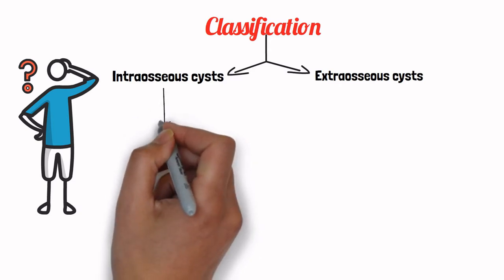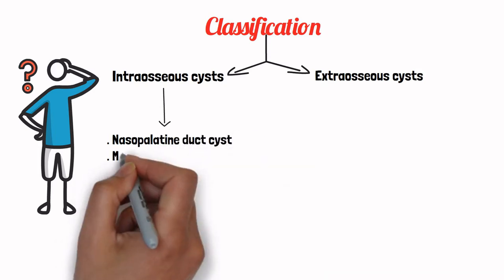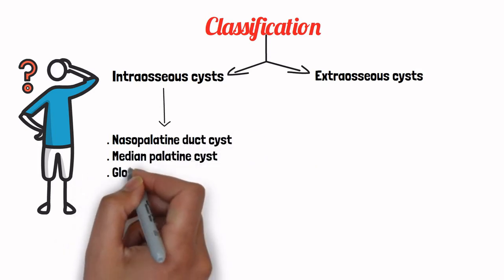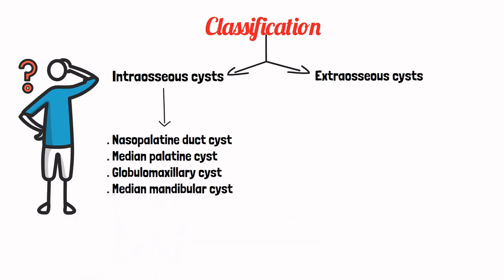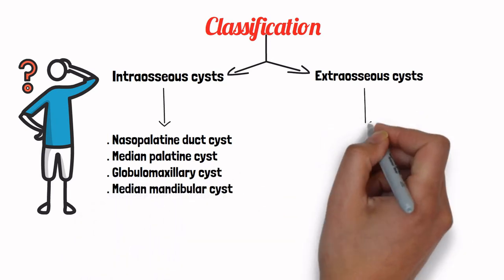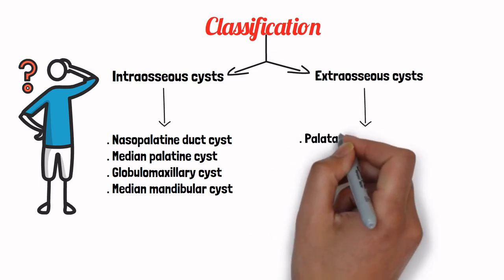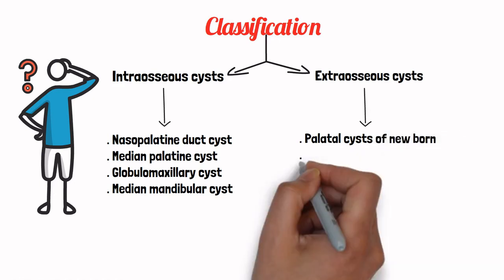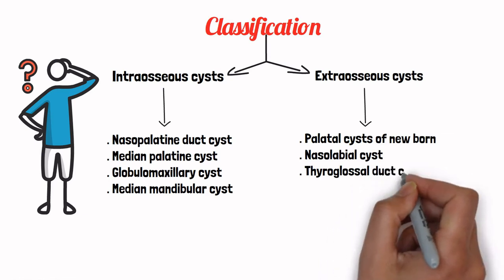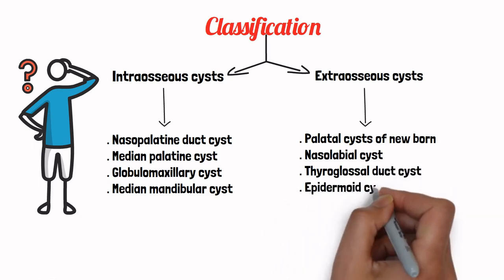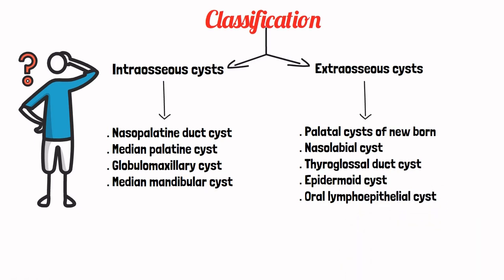Under intraosseous cysts we have nasopalatine duct cyst, median palatine cyst, globulomaxillary cyst and median mandibular cyst. Under extraosseous cysts or soft tissue cysts, we have palatal cysts of newborn, nasolabial cysts, thyroglossal duct cysts, oral lymphoepithelial cyst and epidermoid cyst. Now let's go into detail of each cyst.